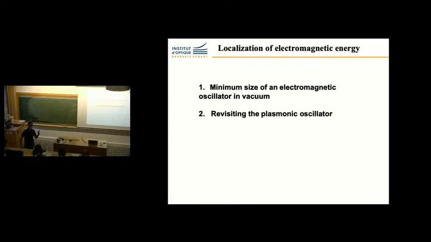So the point I want to make now is that just before, I've beaten that. The plasmonic particle, I made no assumption regarding its size, and it worked. It was independent of the size. Okay? So the question is, what's happening? Why do I have an electromagnetic oscillator which is much smaller than the wavelength with the electrons? So let's go back to what I just did before, and let's try to understand why we're beating this argument here.